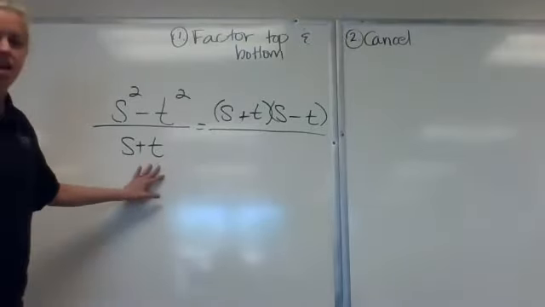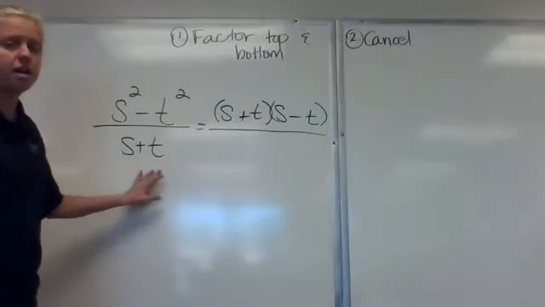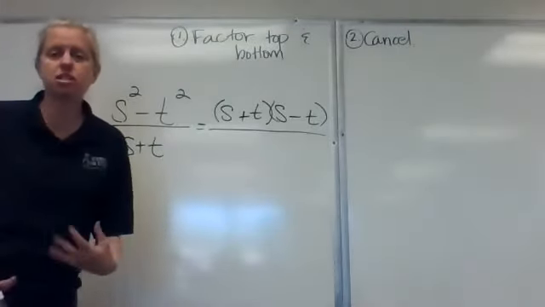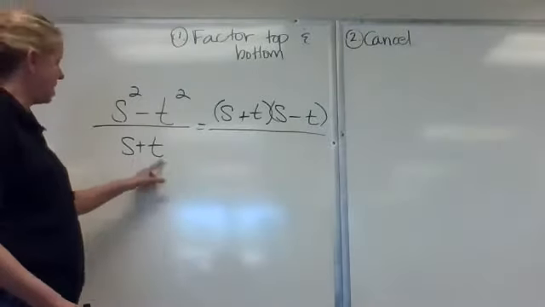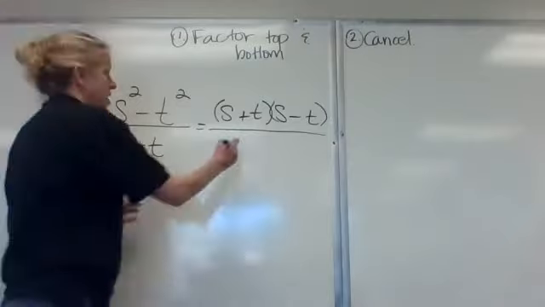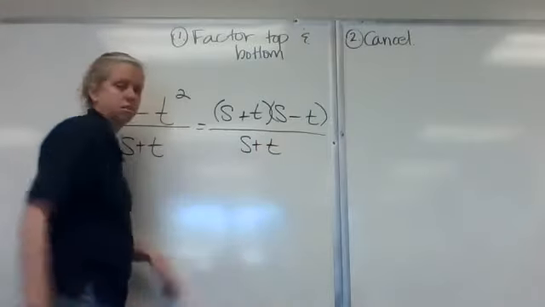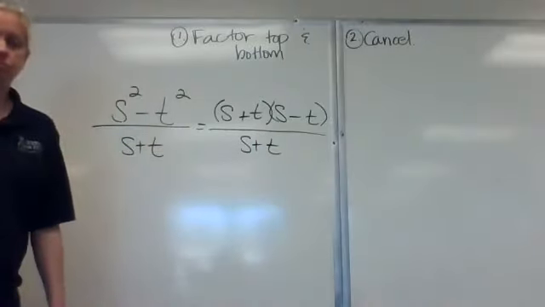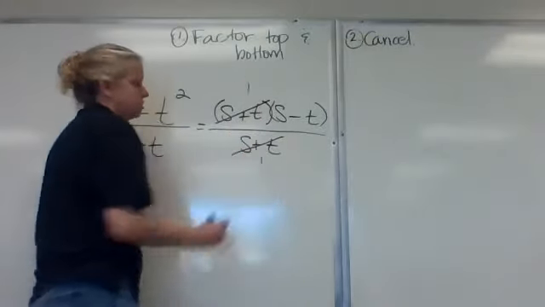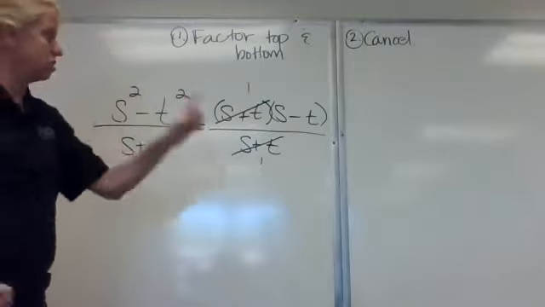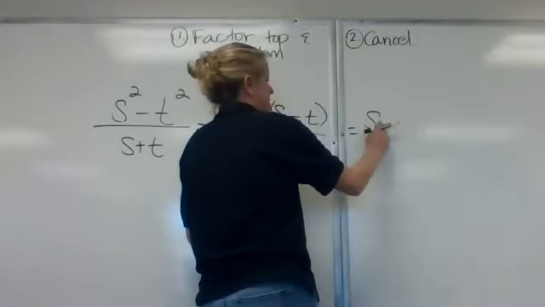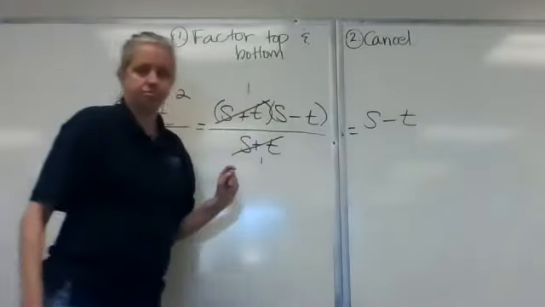Now, looking at the denominator, I'm looking for something in common. They're not difference of squares. So sometimes there is no factoring to do, right? I can't do anything with just an s plus t, so I'm just going to bring it over. So I do have a common factor in the top and the bottom, so that s plus t cancels, and all you're left with is minus t.